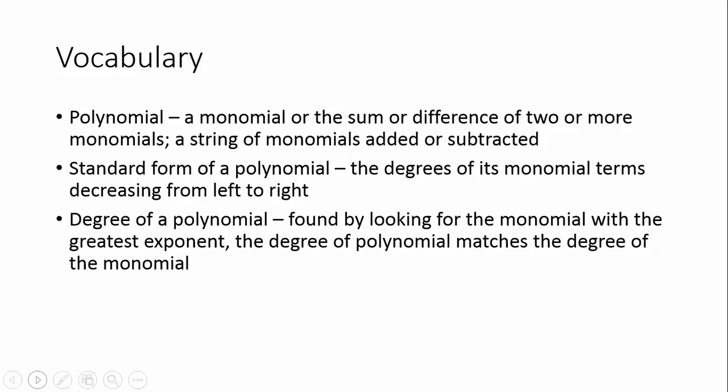And the degree of a polynomial, and this one's important, this is very different than the degree of a monomial, is found by looking for the term or the monomial that has the greatest exponent. So you're looking for the term with the greatest exponent, and then that is the degree of the polynomial. Please make sure again that you do have these definitions in your notes.